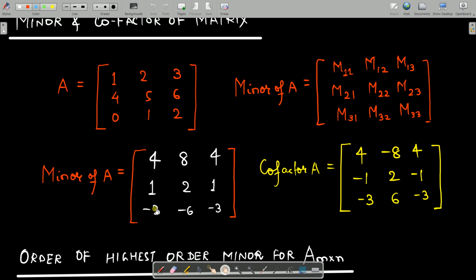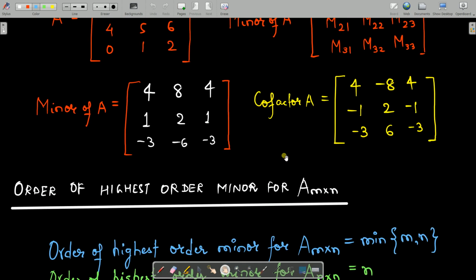This was already minus 3, so there is no change in the sign. Here negative, so negative of minus 6 is 6. And here we have positive, so minus 3, no change. Okay, so like this we have to calculate the cofactor.